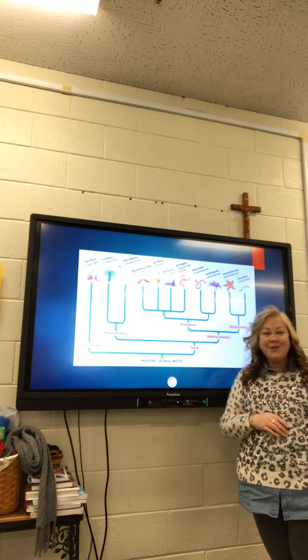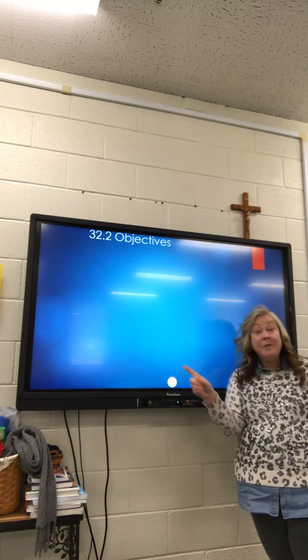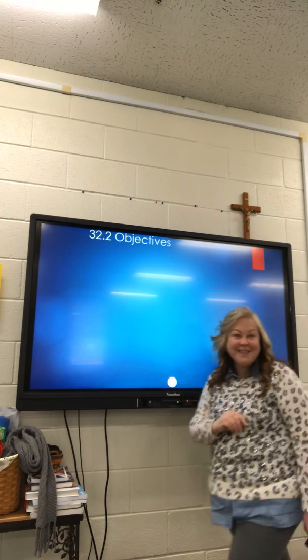Again, here is your phylogenetic tree of animals. Well, so much for section 1, on to section 2.